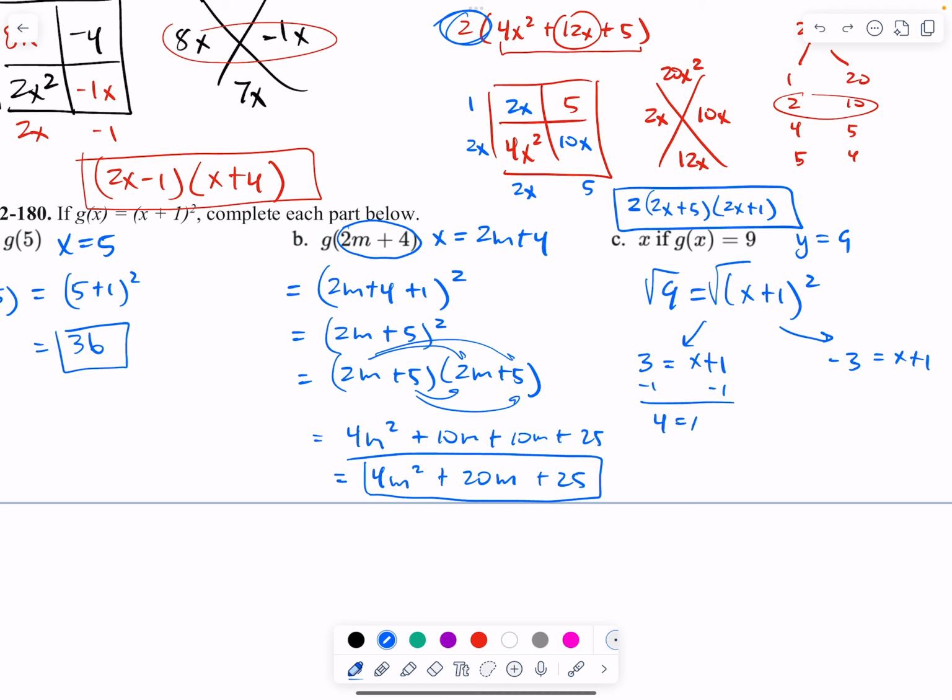Sorry, 3 minus 1 is 2. 2 is equal to x. That's my first solution. Or as I subtract 1 here, I'm going to get negative 4 is equal to x. This means that if you put a 2 inside that function, you'll get a 9 out. Or if you put a negative 4 inside that function, you will also get a 9 out.